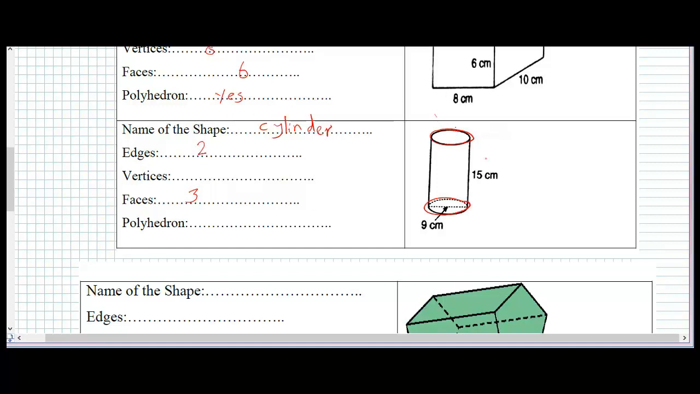Let's go to the vertex. Do we have any vertex here? No, so the vertex count is 0. Is this shape a polyhedron or not a polyhedron? It's not a polyhedron because this shape is a cylinder. So no, it's not a polyhedron.